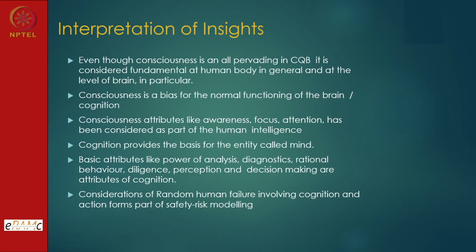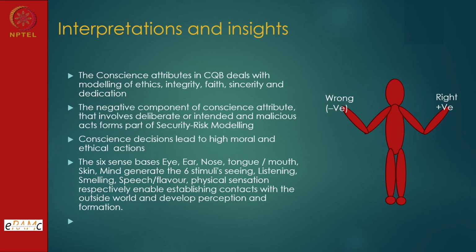Consideration of random human failure involving cognition and action forms part of the safety risk modeling. Conscience is there for the security aspect. Now, in the interpretation of insight, again we see that conscience has the capability to see right and wrong, like ethics and morals. They are a sort of perception of certain human knowledge. But then there is always a fight going on between right and wrong. So that reflects into it.